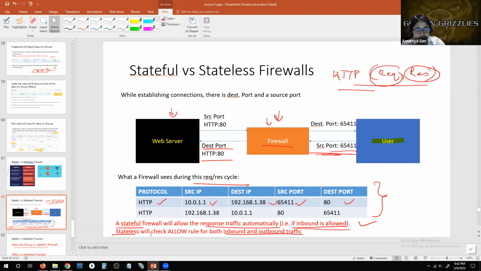Whereas in stateless, since it does not save any kind of information about the session, that is where the request originated from, who it is, what port number, what protocol, all those things. So it checks every time it receives a communication, whether that is an inbound communication or an outbound communication, right? So that is the major difference.